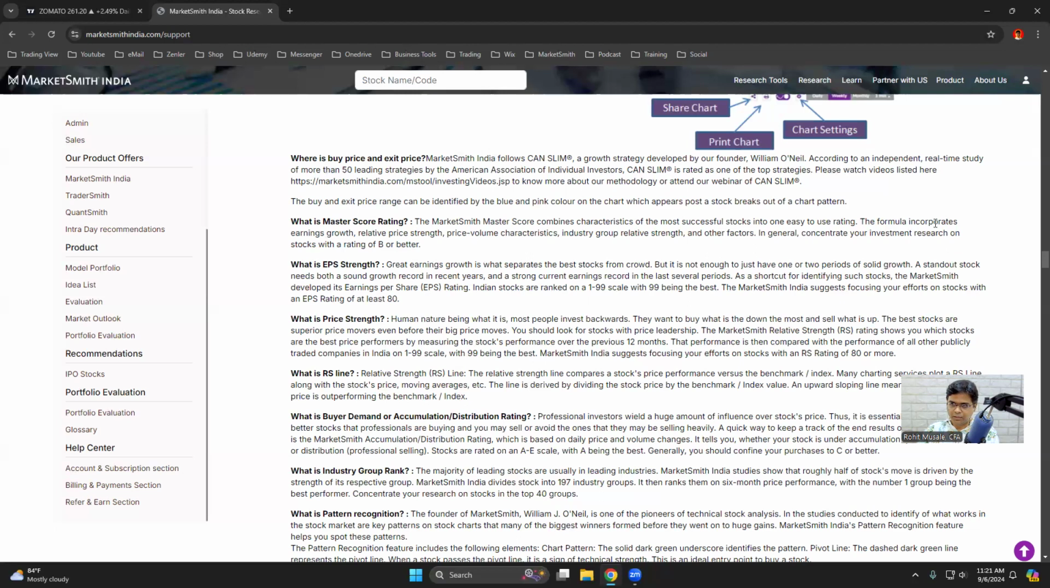Okay, the formula incorporates earnings growth. So we are talking fundamentals. Then relative price trend. So this is technicals. Price volume characteristics. Again, this is technical. Industry group relative strength. Again, this is technical, and other factors. Now, this is not given in detail, but there are tons of factors which we can look at for a particular stock before we can arrive at the rating. In general, concentrate your investment research on stocks with a rating of B or better, which means A or B.